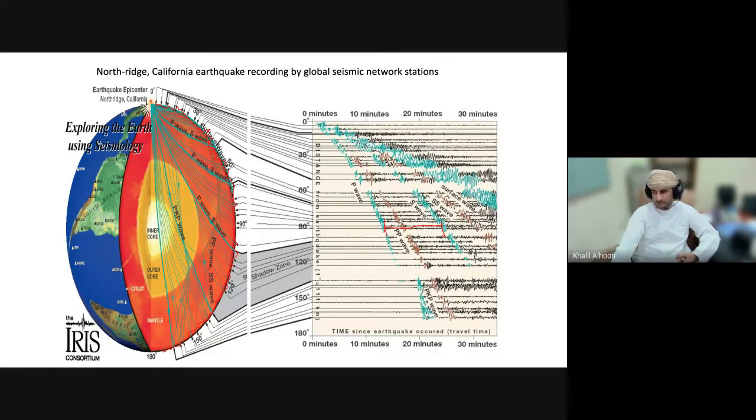Is that clear? So this is a very interesting parameter. The parameter is the difference in travel time between the S wave and the P wave. So if you don't have any further questions related to this chapter, we move to the next chapter.